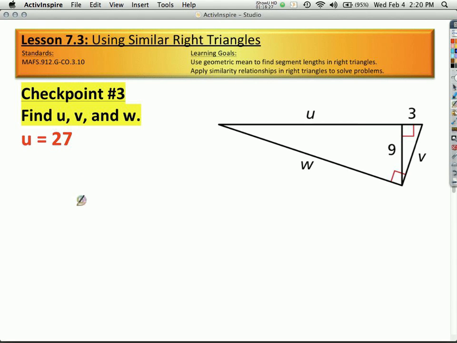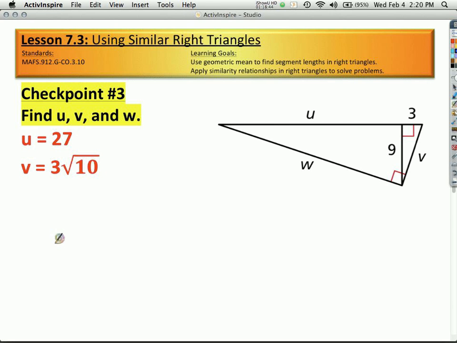What about the letter V? I got student 11 and student number 1. Student number 11, what'd you put? Okay, student number 1, what'd you put? For V, I got 9 radical 10. So V is 3 radical 10.